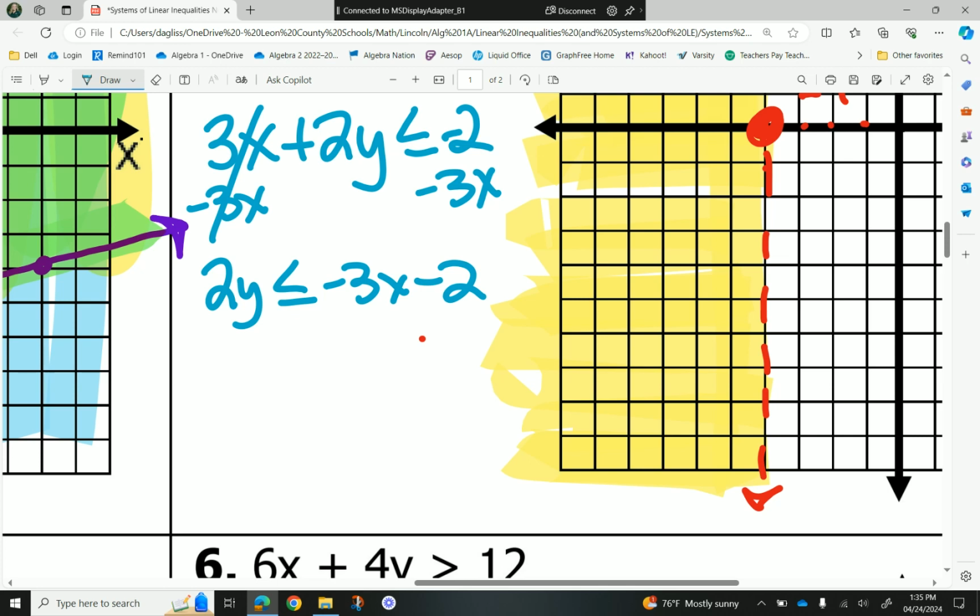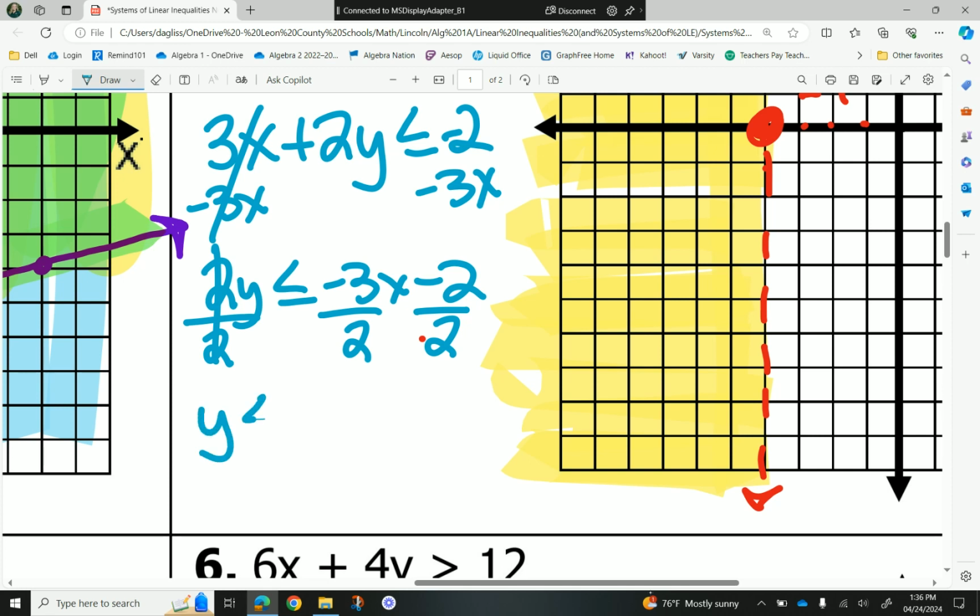Is my y by itself? What do I have to do? Divide by what? I heard it, 2. Good. Each and every piece gets divided by 2. Does dividing by 2 flip my sign? No, because it wasn't negative. You just got to watch the negatives, okay?